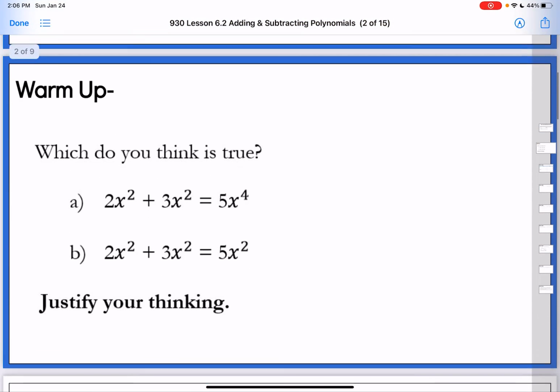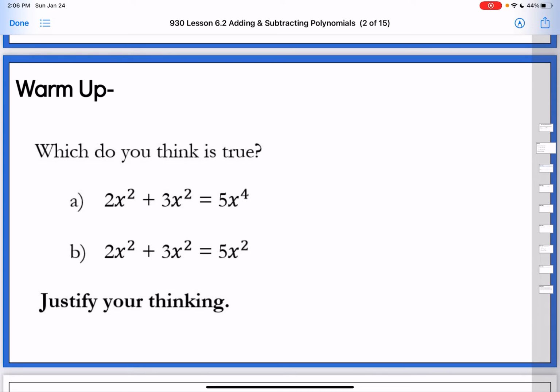All right, so warm up here. Which one of these do you think is true? 2x squared plus 3x squared equals 5x to the fourth is A, and 2x squared plus 3x squared equals 5x squared is B. Pause your video and see what you think.